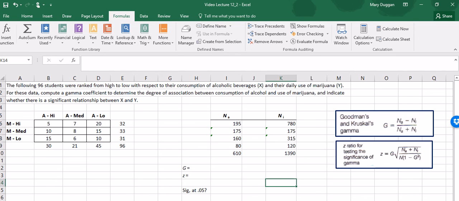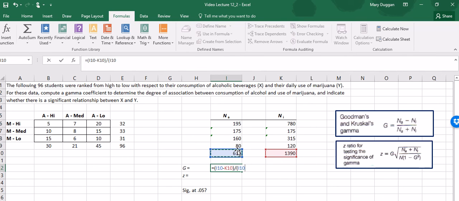So gamma compares the number of times that a pair reflects a positive association to the number of pairs that reflect a negative association. In this case, our gamma is equal to the number of agreements minus the number of inversions over the number of agreements plus the number of inversions. So let's go ahead and calculate that right now. I'm going to do the numerator first, the number of agreements minus the number of inversions over, in parentheses, the number of agreements plus the number of inversions. And this is going to give us our gamma statistic, which is negative 0.39.